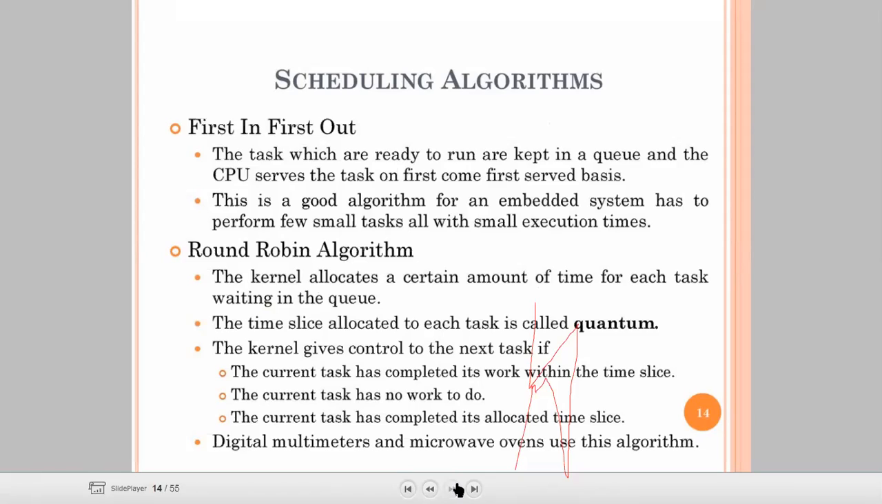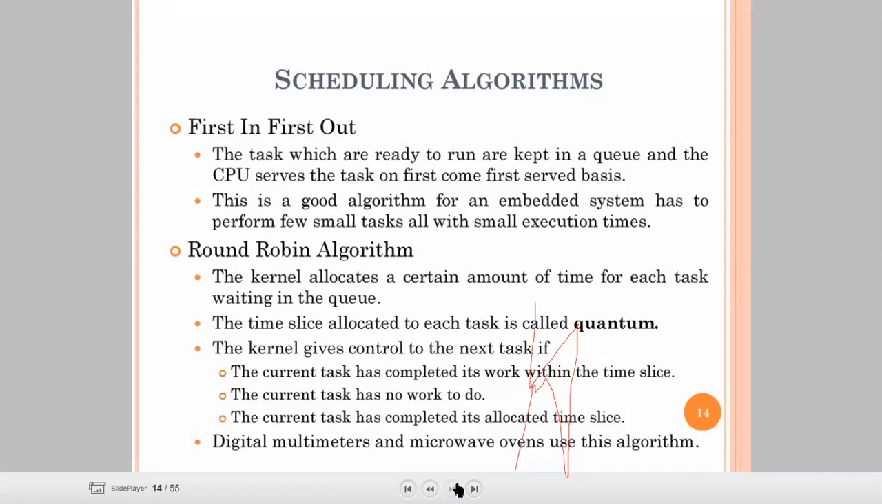See here, first in first out: the tasks which are ready to run are kept in a queue, and the CPU serves the task on a first come first serve basis. That is called first in first out. This is a good algorithm for embedded systems, which has to perform well for small tasks with small execution times. And then the round robin algorithm.